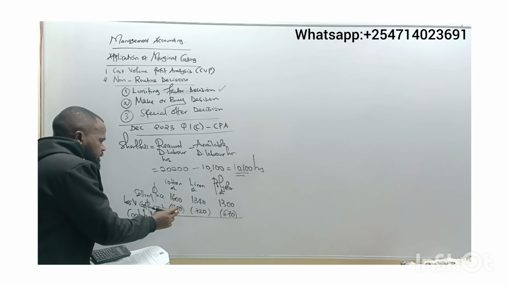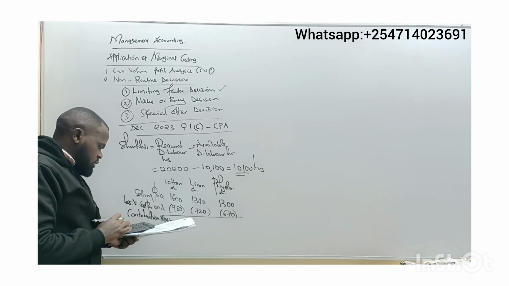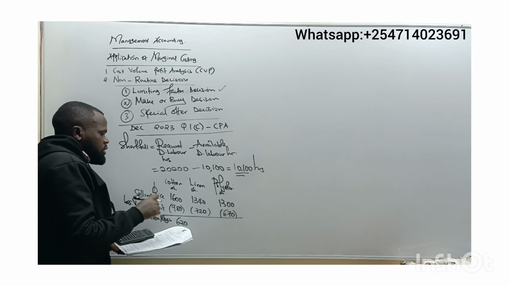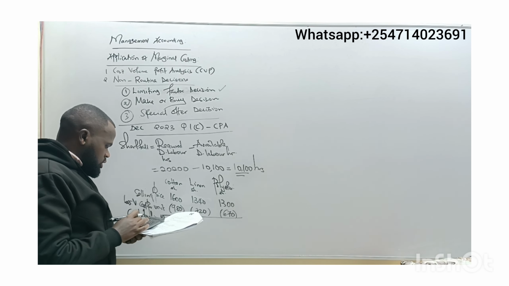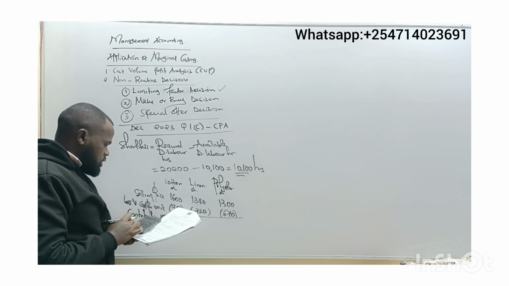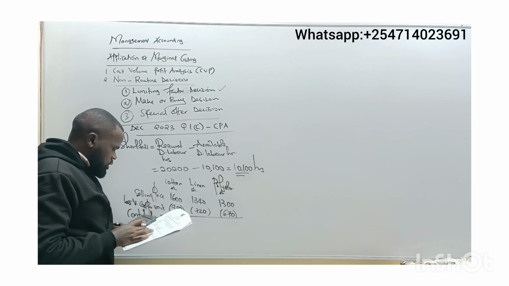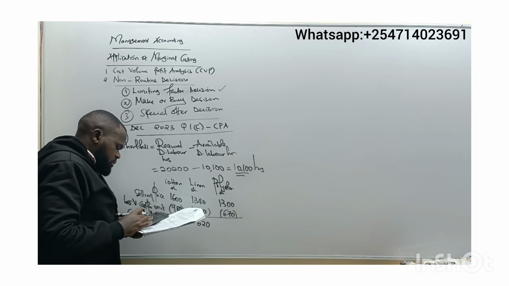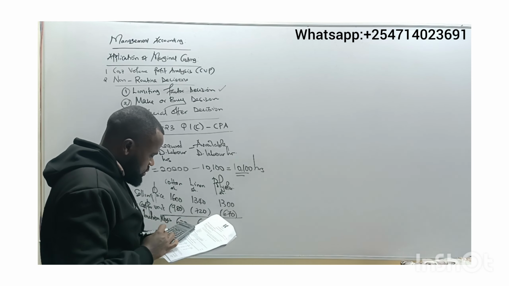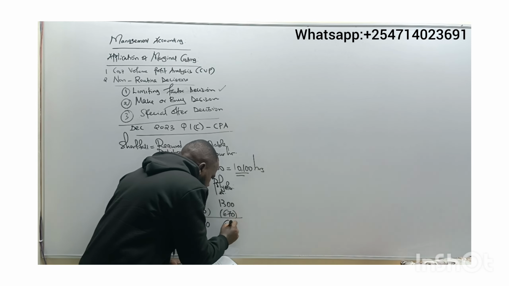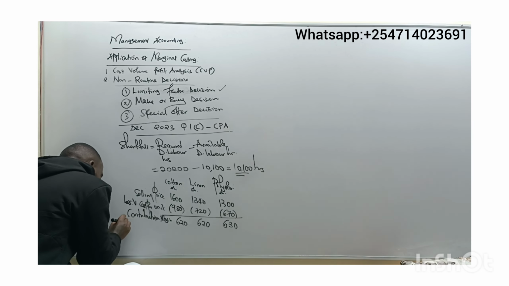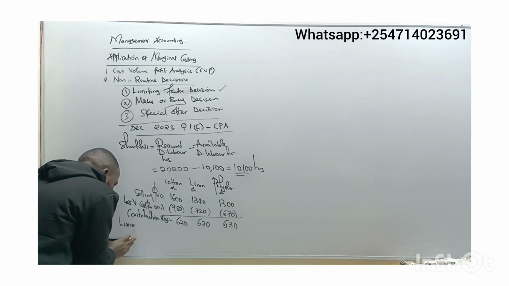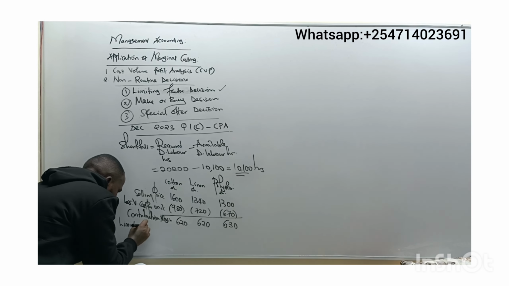So the contribution margin will be 1600 less 980, so I'm getting a contribution of 620. Then 1340 less 720, that is for linen, getting 620. Then 1300 less 670, and I can see you have 630 here. So what is the limiting factor per unit? You also need to get the contribution per limiting factor.